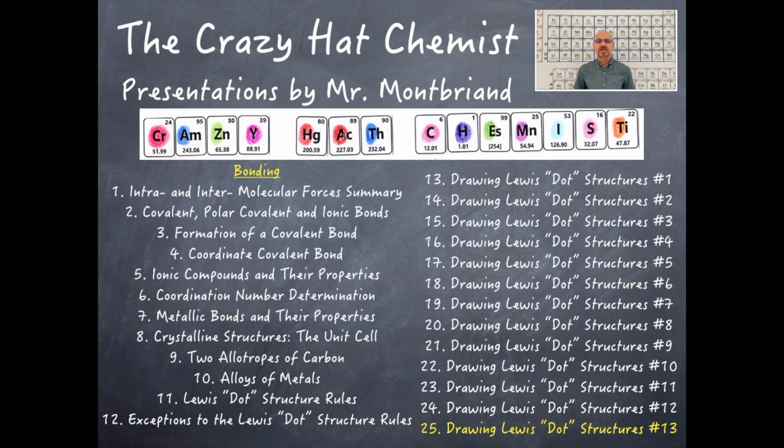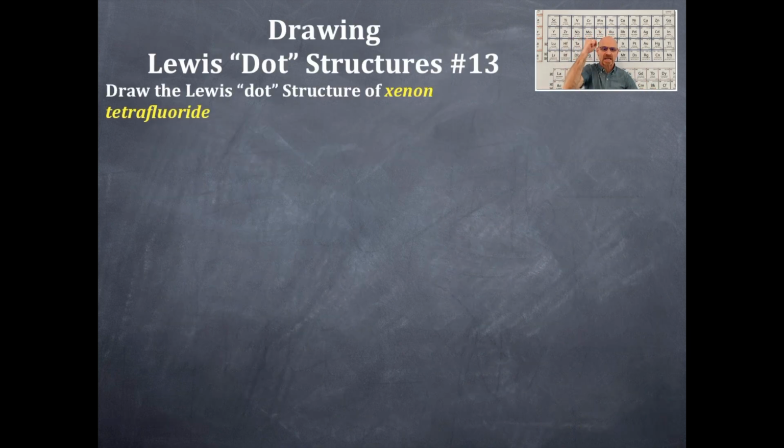Another video here today on bonding, so let's get moving. Bam! Today we're going to draw the Lewis dot structure number 13, and we're going to draw the Lewis dot structure for xenon tetrafluoride. So xenon is a noble gas, and then tetra is for 4, and fluorine is a halogen. So write out that structure here, xenon tetrafluoride.